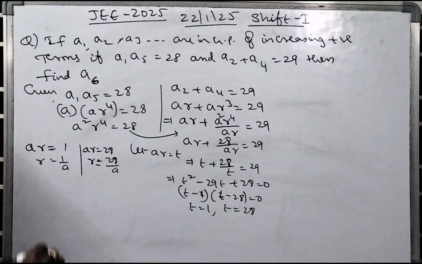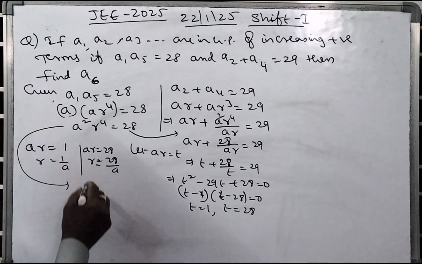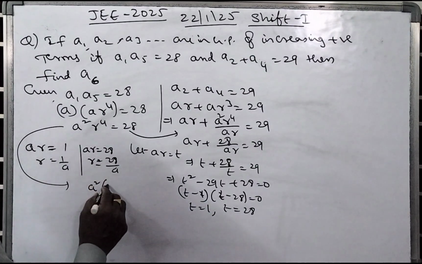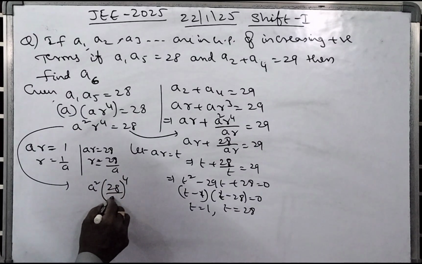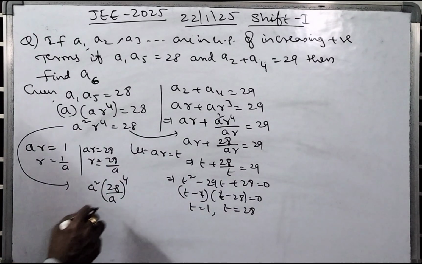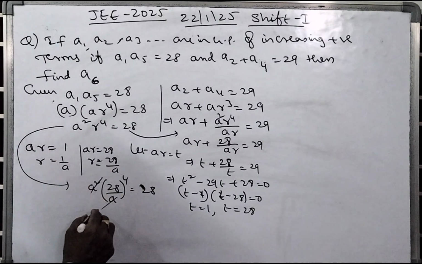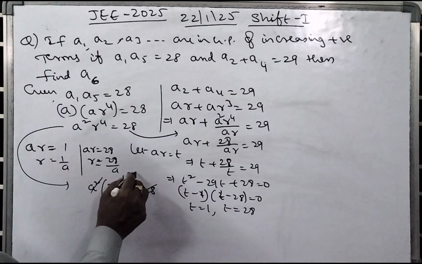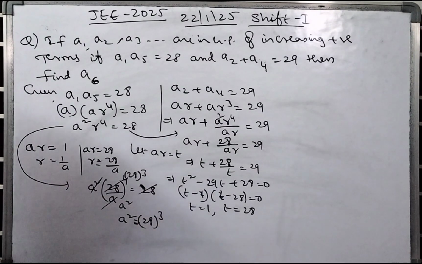If you substitute in this equation, what do you get? A square into R power 4, that is 28 power 4 by A power 4, is equal to 28. That means A power 4 gets cancelled, and here we get A square into 28 power 4 is equal to 28. So A square is equal to 28 cube. So A square is equal to 28 cube.